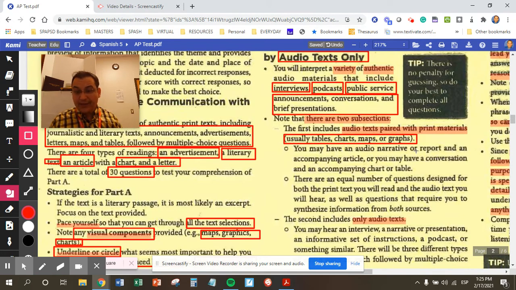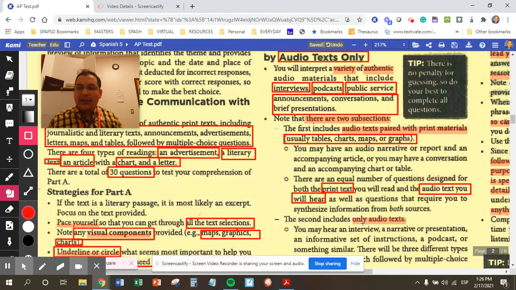You may have an audio narrative or report, an accompanying article, or you may have a conversation and an accompanying chart or table. There are an equal number of questions designed for both the print text you will read and the audio text you will hear, as well as questions that require you to synthesize information from both sources.